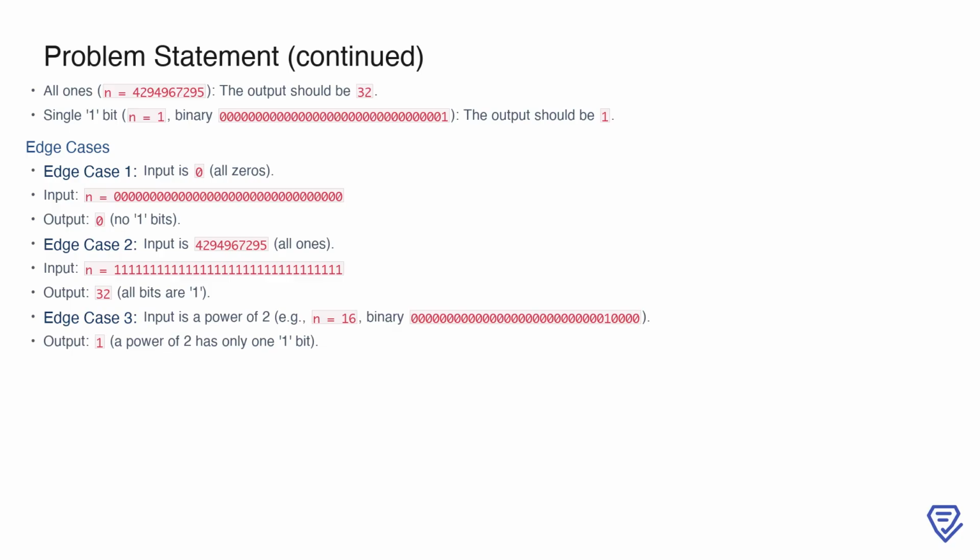Another interesting case is when the input is a power of 2, such as 16. In binary, this is represented as a single 1 followed by zeros. So the output in this case is 1. These scenarios highlight the importance of understanding the structure of the binary input and how the function calculates the number of 1 bits in various situations.